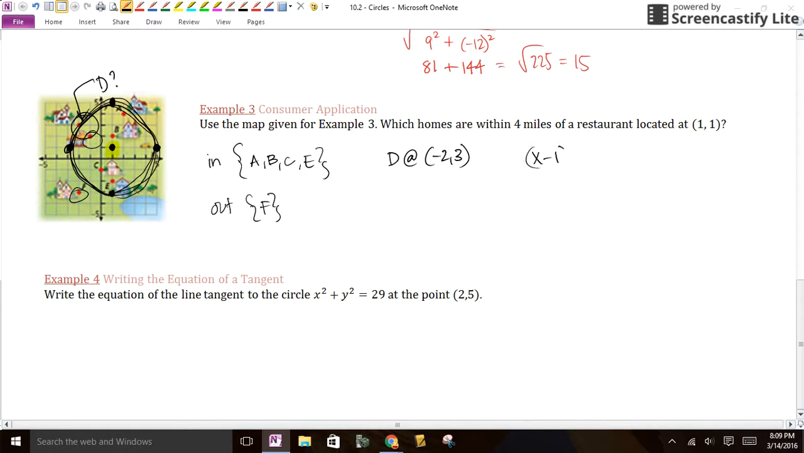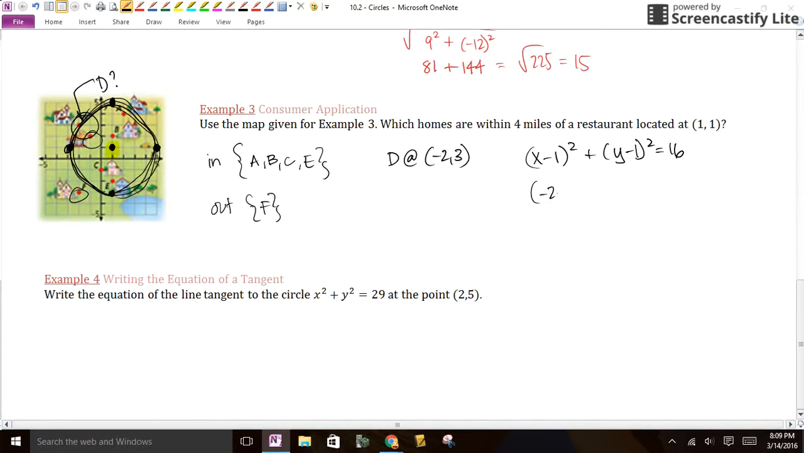(x − 1)² + (y − 1)² = 16. So if the left side is going to be less than 16, we're golden, right? If it's equal to 16, I think we're going to be okay. And if it's over 16, we're not going to be okay. So here we go. I'm going to plug in that point, (−2, 3).